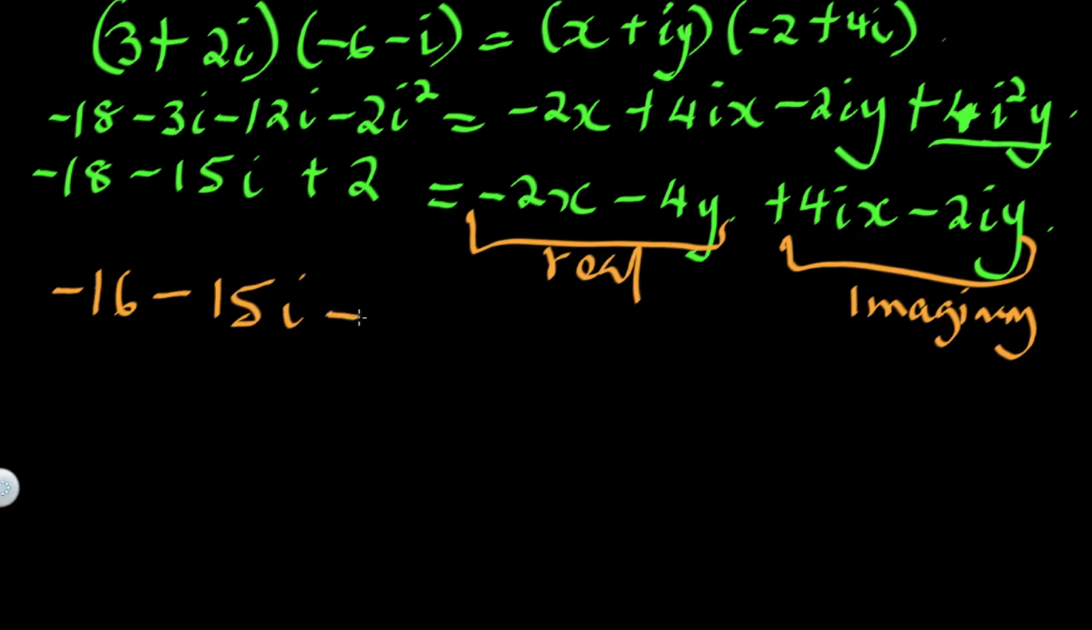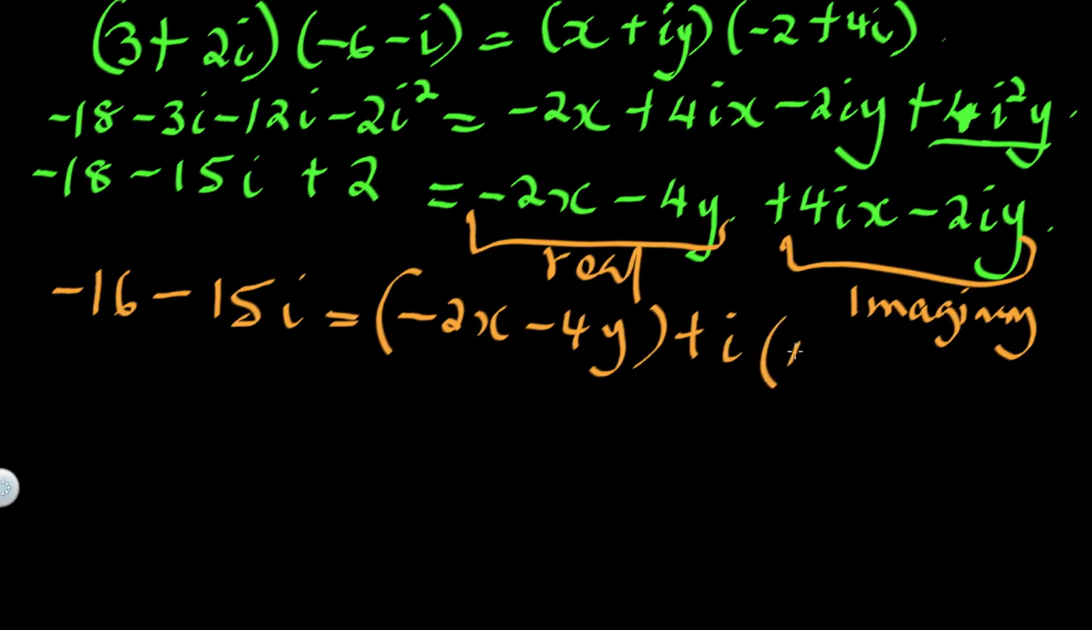I have simplified the left hand side completely. Then the right hand side, I'm just going to combine the terms into brackets, and I'm doing this for a reason. So 2x minus 4y, I'm going to put this in brackets because this is the real part of the right hand side. Then I take out my i, so this is going to be plus i, outside, and in brackets I have 4x minus 2y.